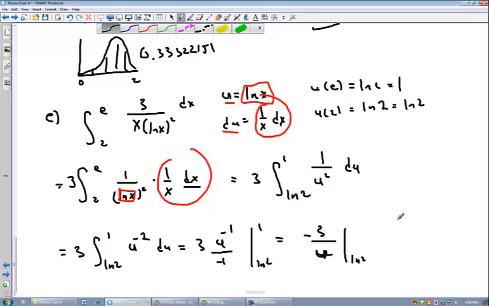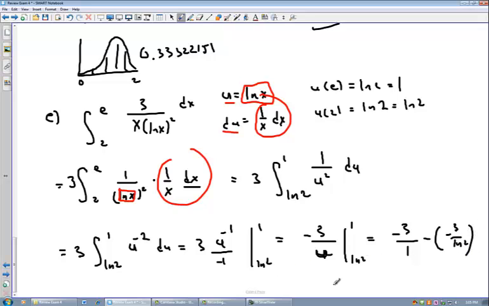All right, to 1. And so that's equal to negative 3 over 1 minus a negative 3 over ln of 2, which is equal to, you have negative 3, and minus a minus is a plus, 3 over ln of 2. And let's just keep it like this. This is fine. We can check our work.